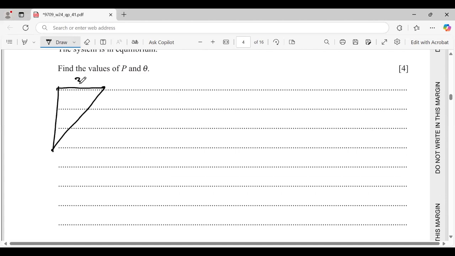Okay, this is 39, and this is P, and this angle is theta. So through this right angle triangle, we can state that cos theta equals 39 over P, or P cos theta equals 39.